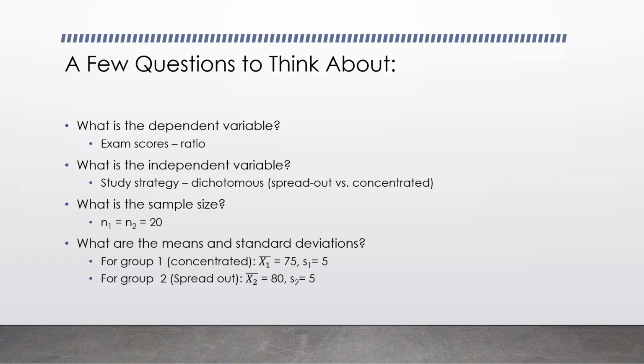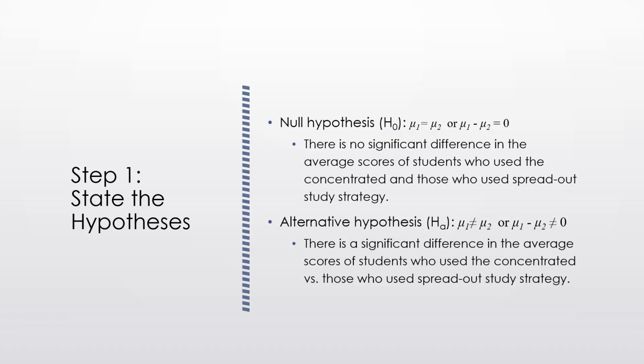Now let's summarize the data. Both groups have a sample size of 20. Group 1, the concentrated group, has a mean of 75 and a standard deviation of 5. Group 2, the spread out group, has a mean of 80 and a standard deviation of 5. We'll follow the same 5 steps as before.